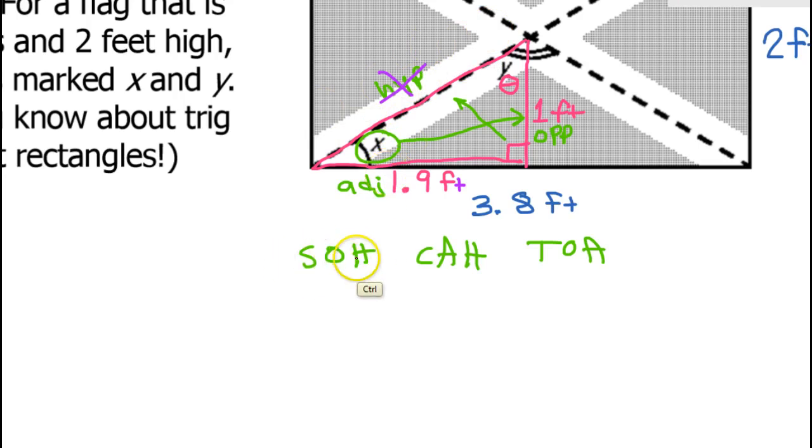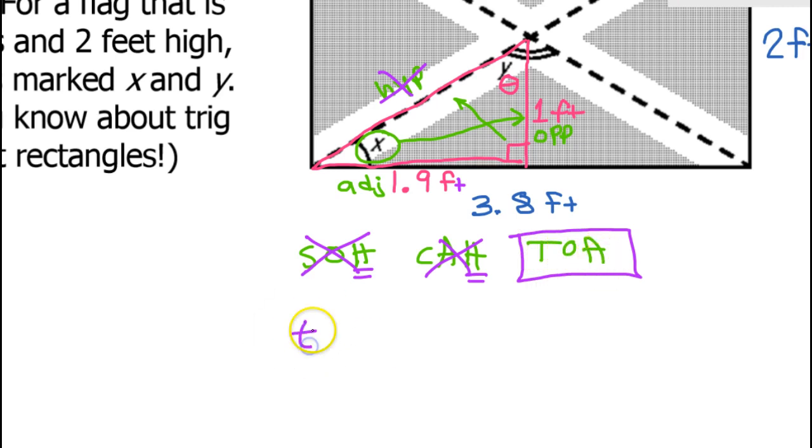So I'm going to throw out the 2 options that involve that useless hypotenuse. Alright, sine and cosine. See how they both have the H in there? They are useless. I'm going to choose tangent. Alright, tangent is opposite over adjacent. So I will say tangent of the angle that I've chosen is equal to opposite over adjacent. So that's going to be 1 foot over 1.9 feet. So I'm just going to say 1 over 1.9.